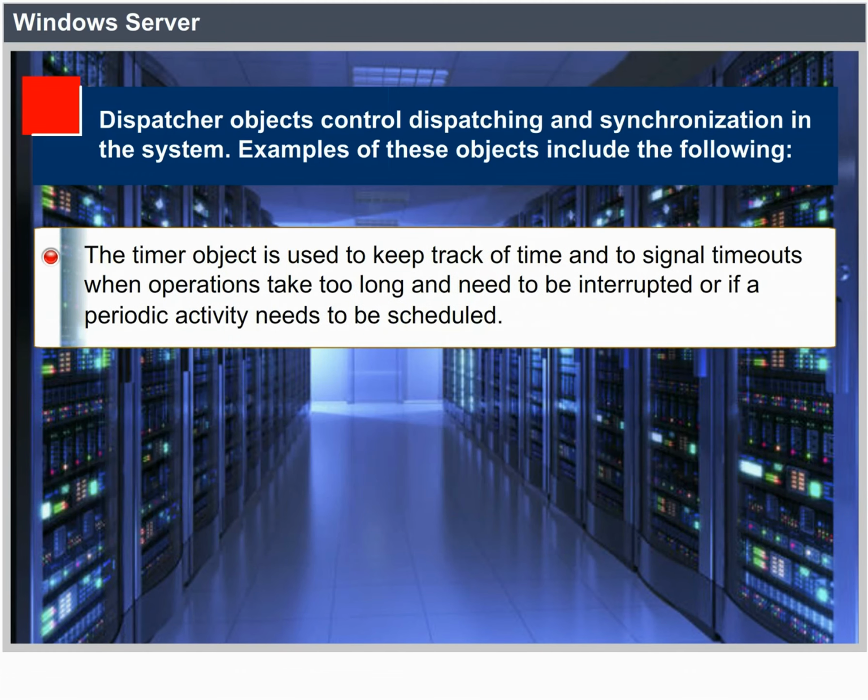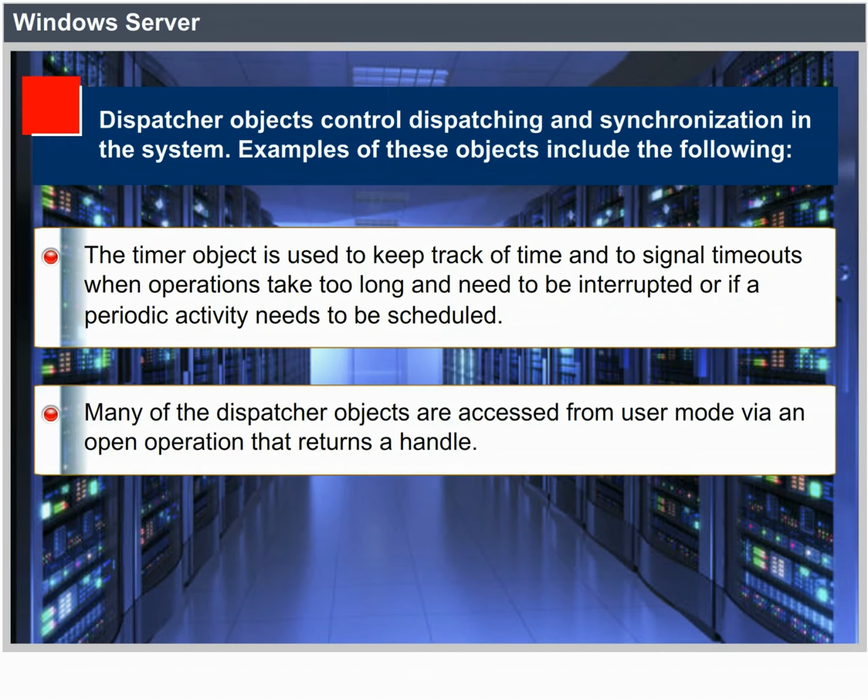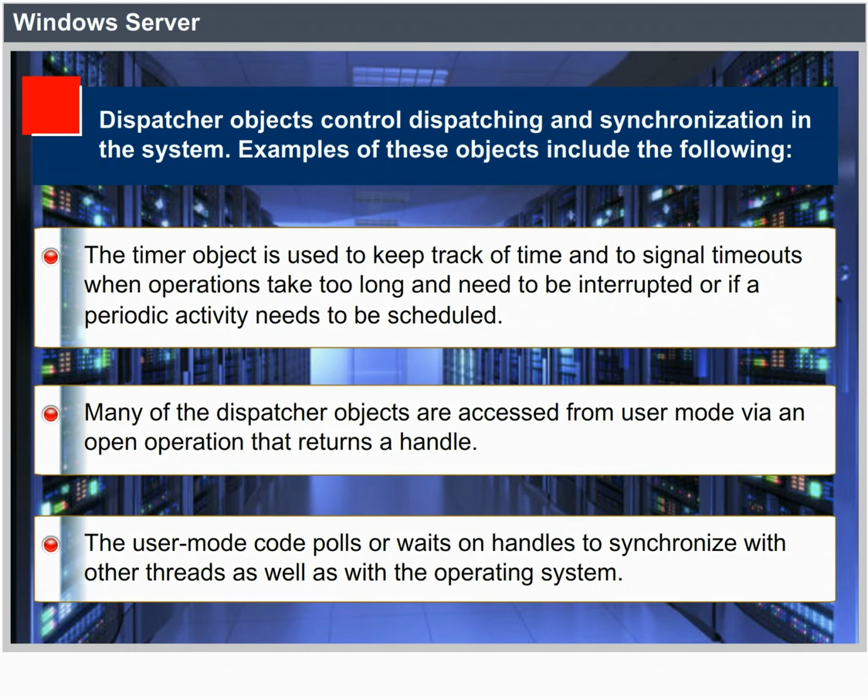The timer object is used to keep track of time and to signal timeouts when operations take too long and need to be interrupted, or when a periodic activity needs to be scheduled. Many of the dispatcher objects are accessed from user mode via an open operation that returns a handle. The user mode code polls or waits on handles to synchronize with other threads as well as with the operating system.